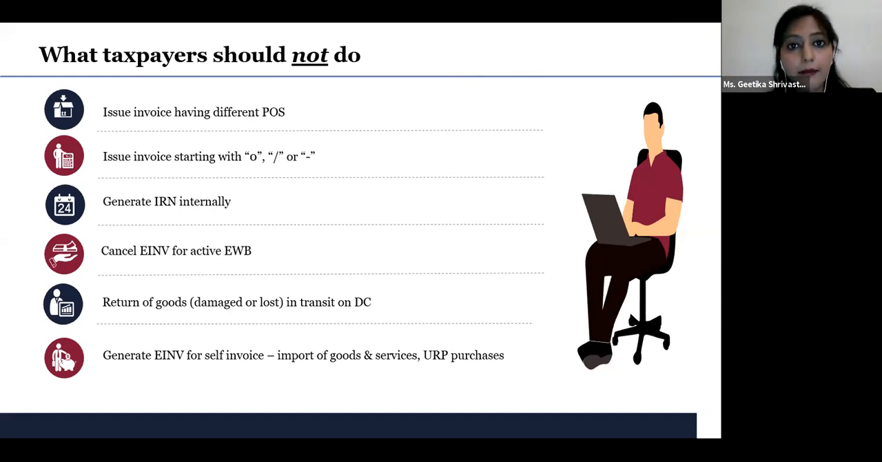But if you have any active e-way bill for any invoice, you first need to go to the e-way bill portal, cancel the e-way bill, then come back to the e-invoicing portal and cancel the e-invoice. So this is very important. Sometimes we miss the other requirements. So just keep in mind, if you have to cancel any invoice, check if there is any active e-way bill on that invoice and do the process before you cancel it.